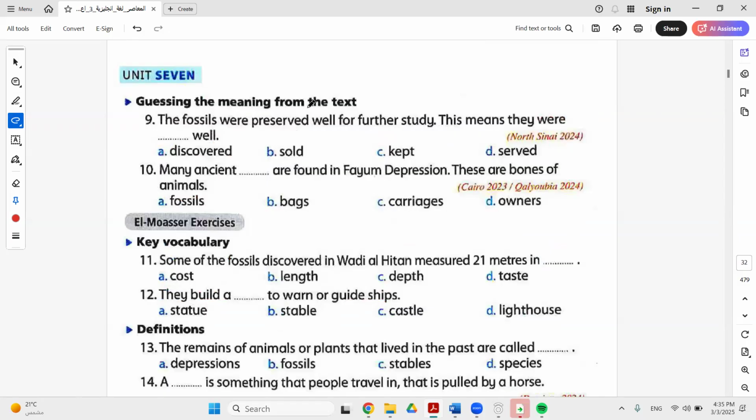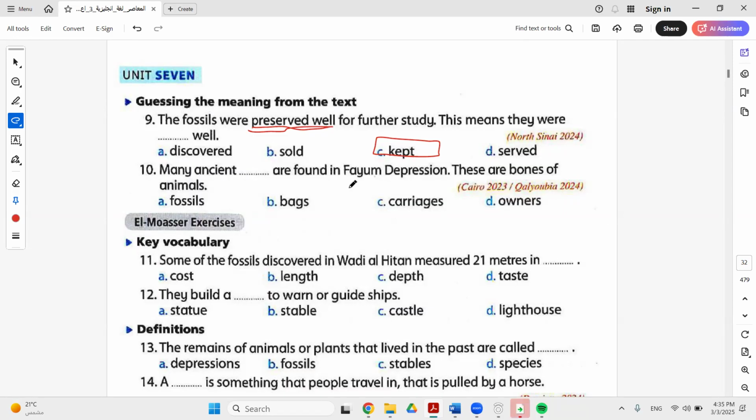Malak, the fossils were preserved well for further study. Discovered. Well, were preserved well. You remember the word preserve. When we preserve something, we protect it in good conditions. This means that they were kept well, not discovered. The fossils were preserved, I mean that they were kept in good conditions.